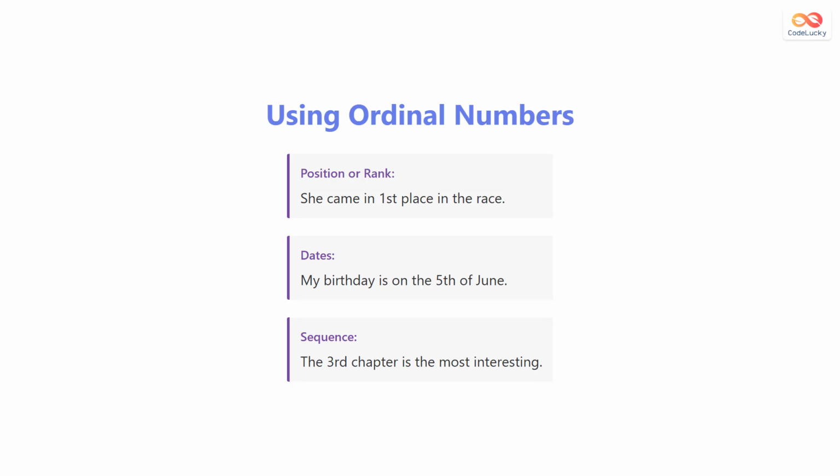Ordinal numbers are used in many situations. First, use them to describe position or rank. For example, she came in first place in the race. Second, use them for dates. For example, my birthday is on the 5th of June. Third, use them for sequences. For example, the 3rd chapter is the most interesting. These are common ways to use ordinal numbers in everyday English.